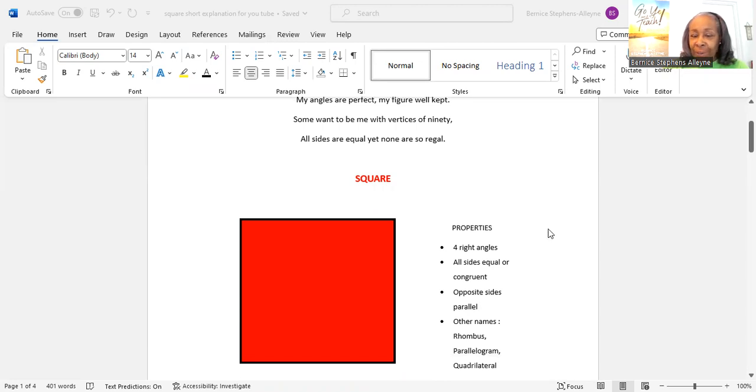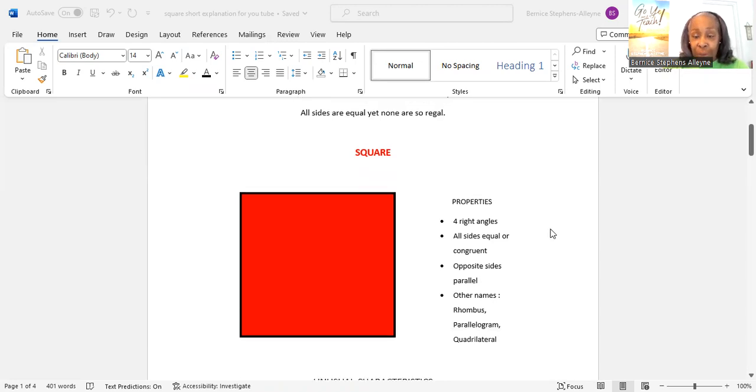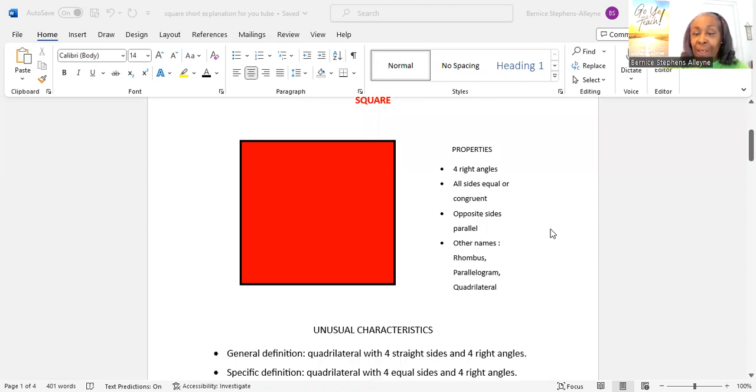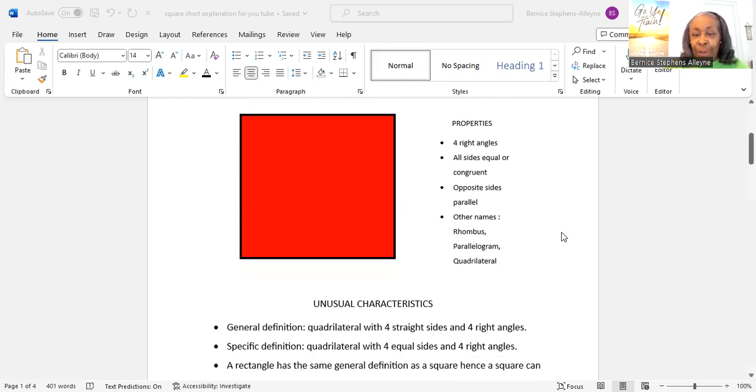Properties: 4 right angles, all sides equal or congruent. Opposite sides are parallel. Other names we might give to the square are rhombus, parallelogram, and quadrilateral. Quadrilateral means 4 sides. Quadri, 4, lateral, sides. Unusual characteristics of the square.